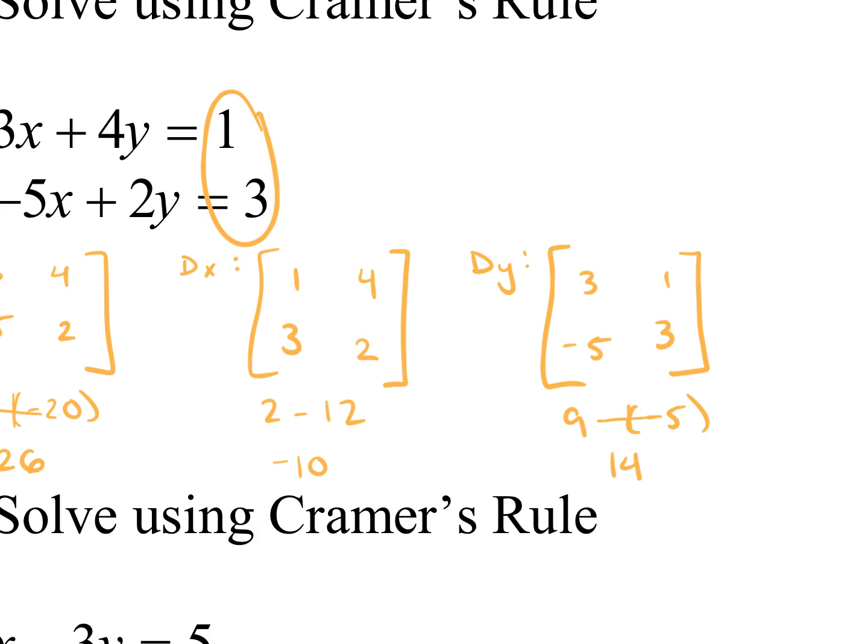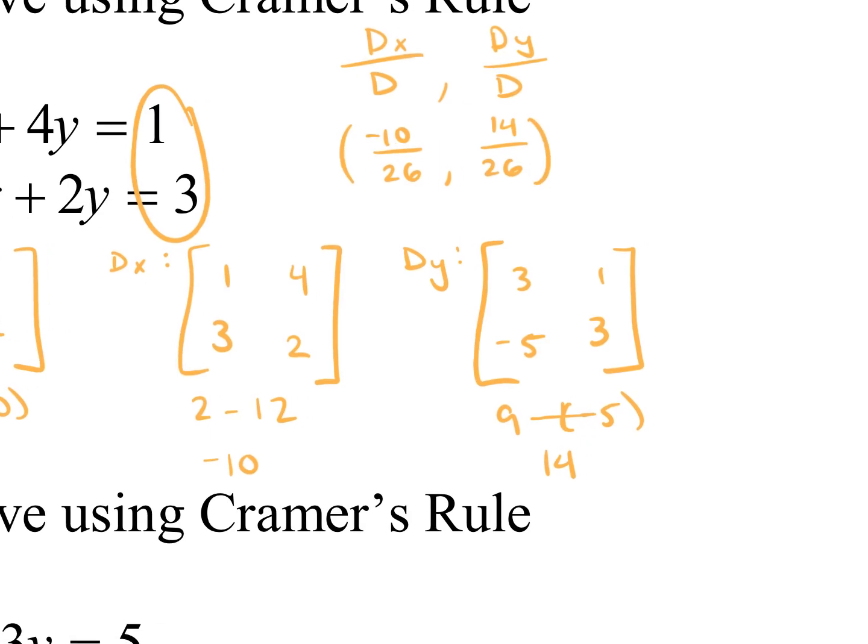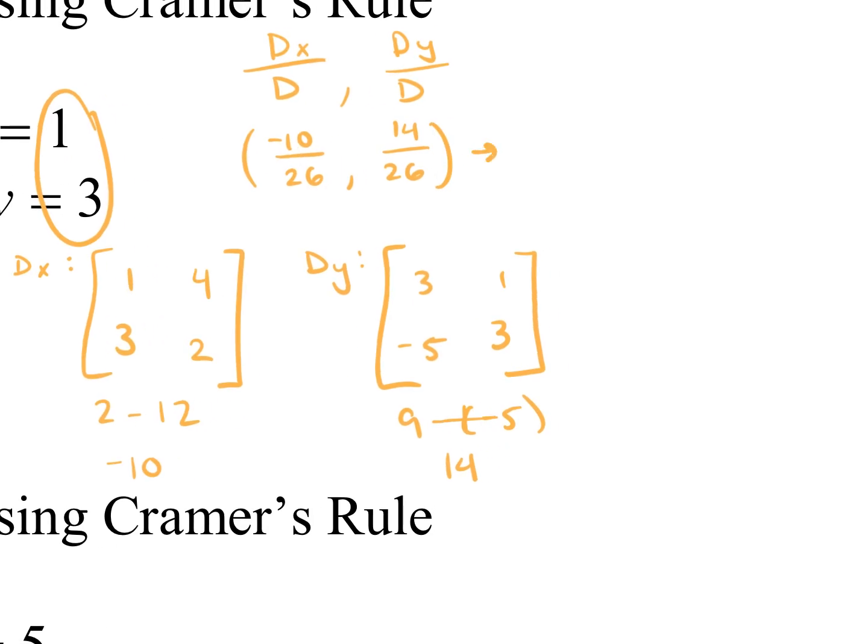When we write our answer, it's d sub x over d, comma d sub y over d. So d sub x is -10 over d, which is 26. D sub y is 14 over d, which is 26. Make sure you simplify if you can. Here we can definitely simplify. -10 over 26, we can divide them both by 2. So that would be -5 over 13. 14 over 26, we can divide them both by 2, so this would be 7 over 13. So that would be our answer.